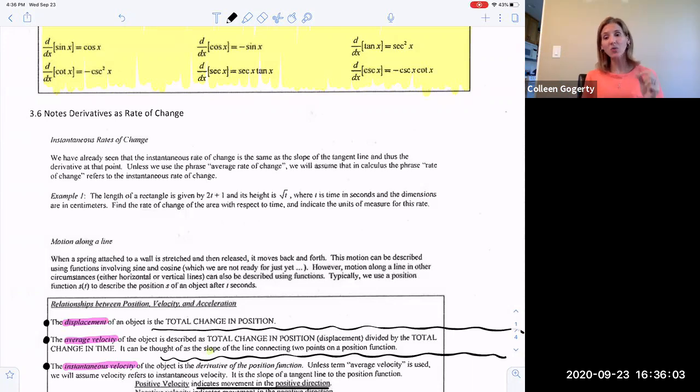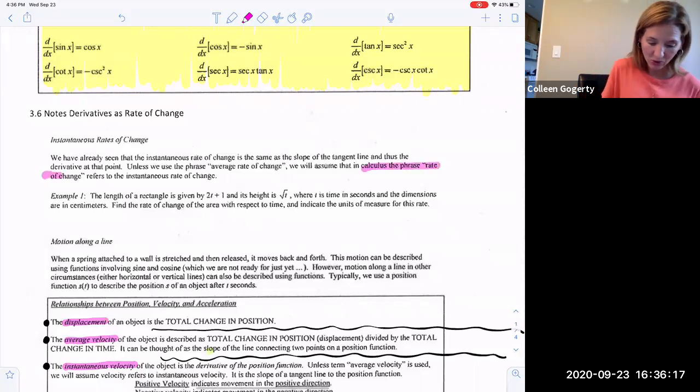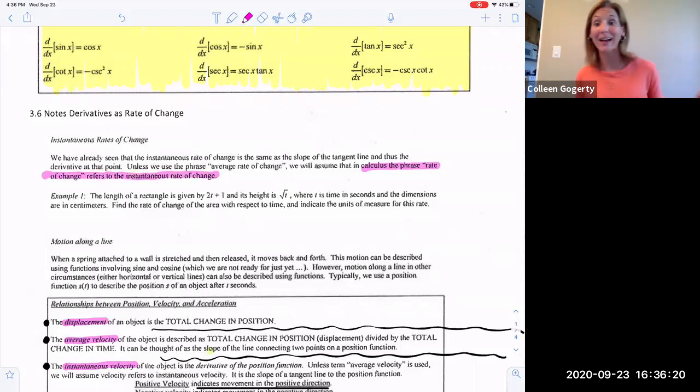From this point on, unless we specifically say average rate of change, the phrase rate of change means instantaneous. I find this so important that I'm highlighting it: in calculus, the phrase rate of change refers to instantaneous rate of change. Please underline it, because I don't want anybody confusing when to find average rate of change and when it is instantaneous. Remember that instantaneous means derivative. In calc, unless we put the word average in, you're referring to a derivative.